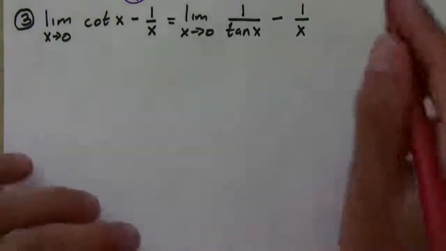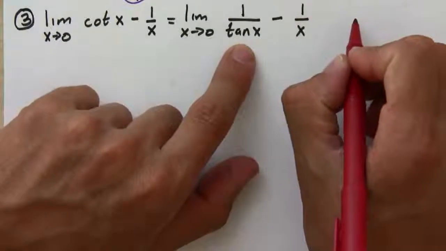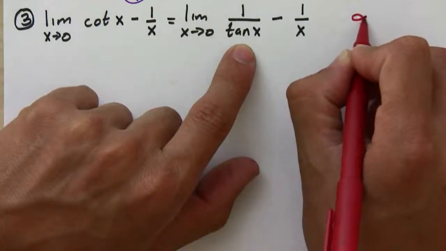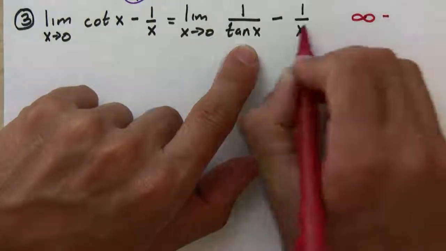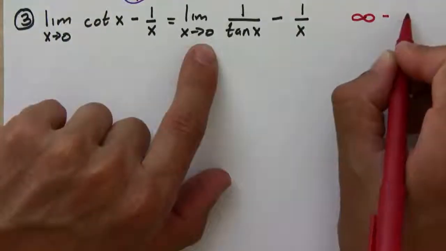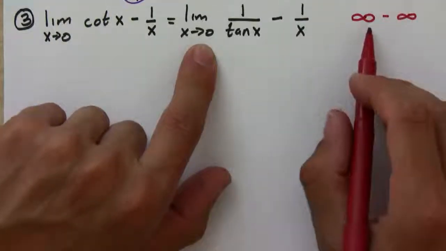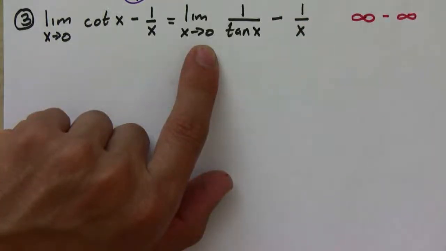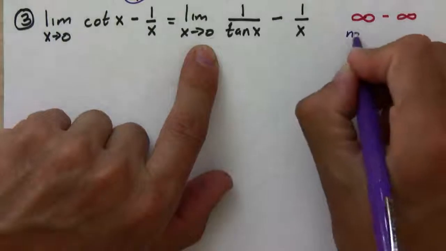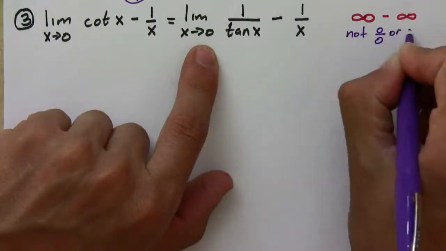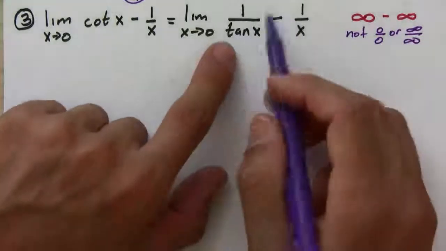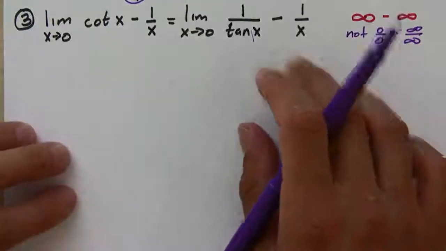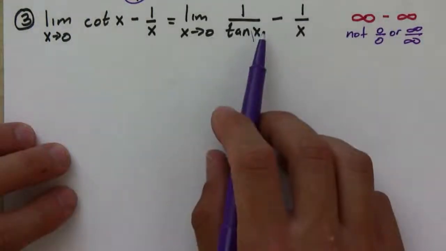And so what I have is a situation where I have infinity minus 1 over 0. This guy's also going to infinity. And this is indeterminate, but it's not of the form 0 over 0 or infinity over infinity. So I can't just get the derivative of the top and bottom of each one of these. What you have to do is get it into a fraction form, and then you can use L'Hopital's rule.